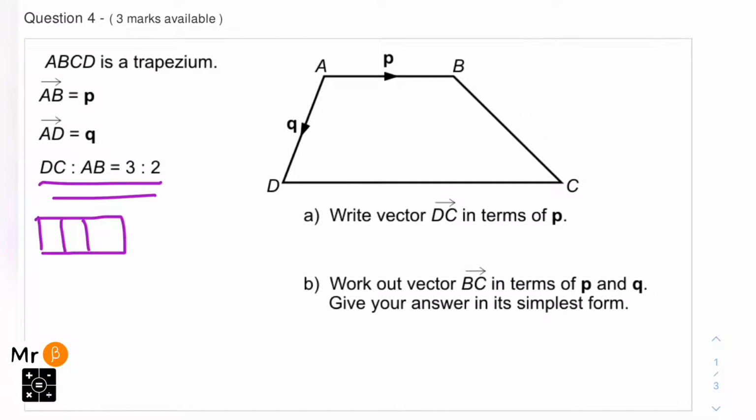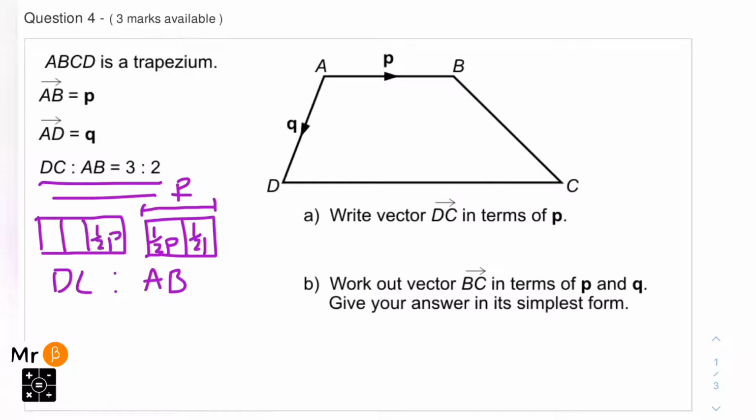So here, DC is represented by these 3 boxes. AB is represented by these 2 boxes. I know that AB is equal to this vector P. So therefore, in each box must be 1/2 P. And if we copy that across to our DC side as well, that now tells us what the length of DC is. And that is 3 over 2 P, or 1.5 P.